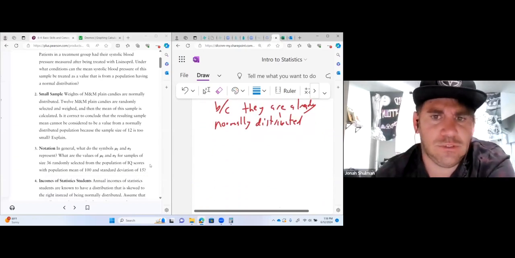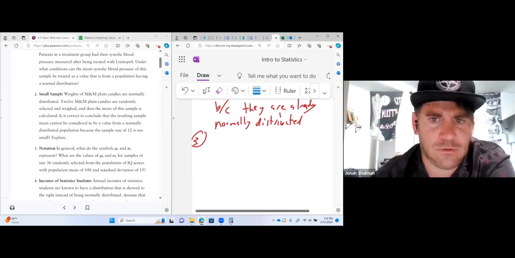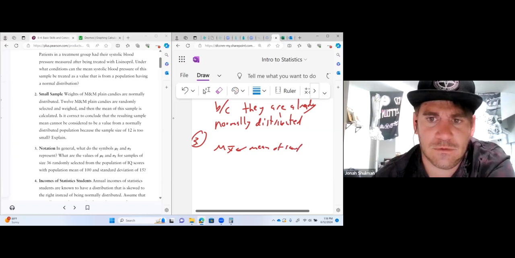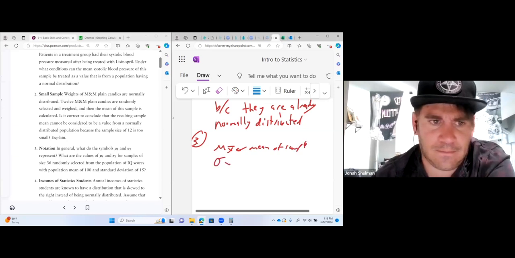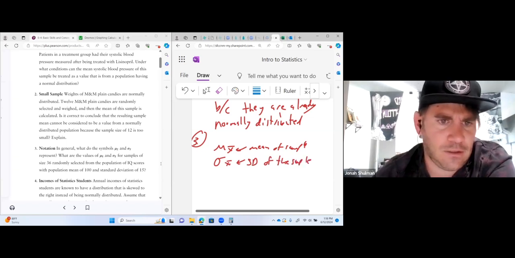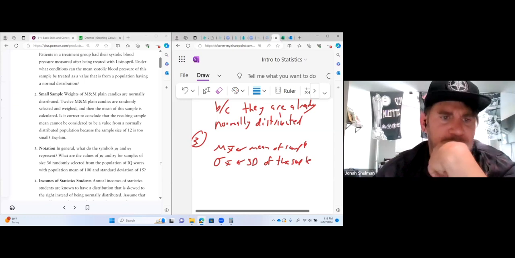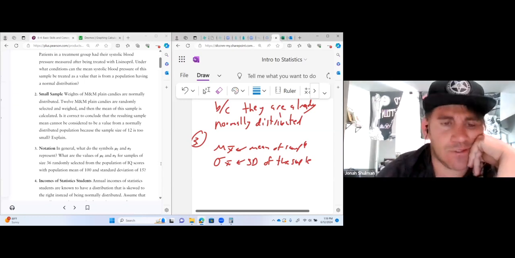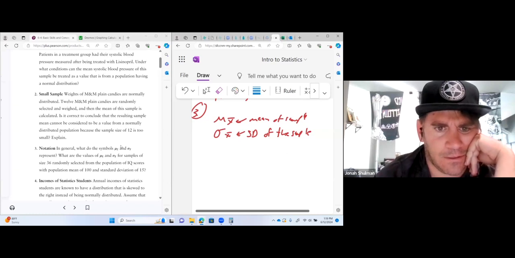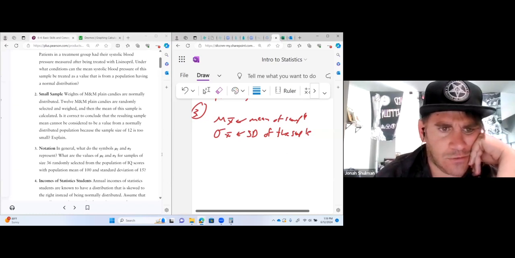In general, what do these symbols mean? So this is the mean of the sample we have, and this is the standard deviation of the sample. What are the values of this for 36 selected with this? Okay, so we have to just do this piece. So what are the values of this?